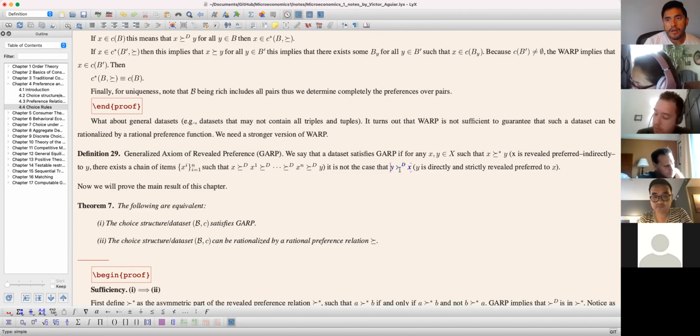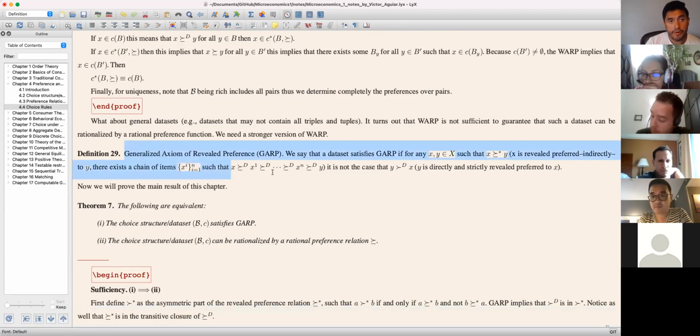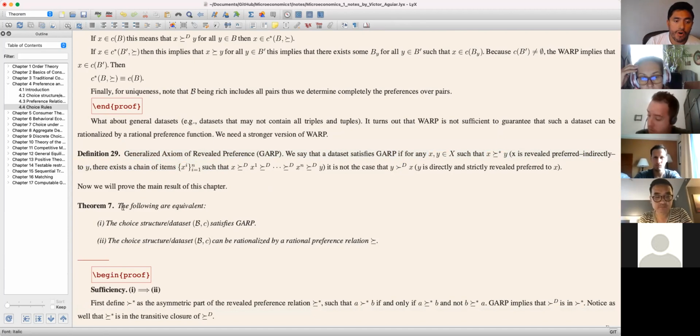Now I'm going to show you some examples, and this is part of the first problem set, where you can actually show that the weak axiom and the GARP, the generalized axiom, are different. There are data sets that pass the WARP but fail the GARP. I'm going to give you this as part of the problem set. But what is the theorem with this strengthening? The following two statements are equivalent, logically equivalent.